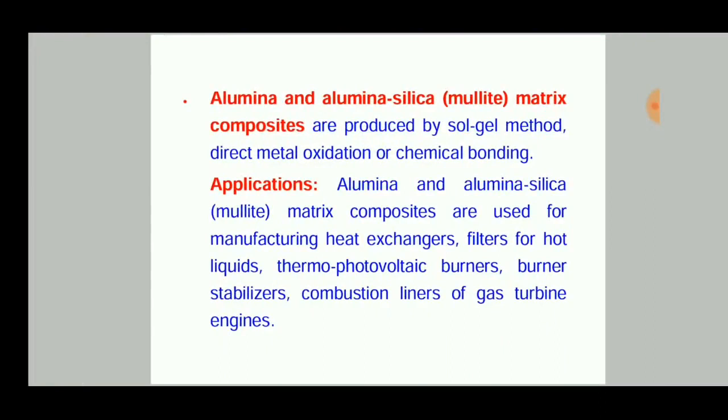Then we come to alumina and alumina silica matrix, commonly known as mullite. These are produced by the sol-gel method, direct metal oxidation or chemical bonding. These three methods can also be uploaded in upcoming videos on my channel.